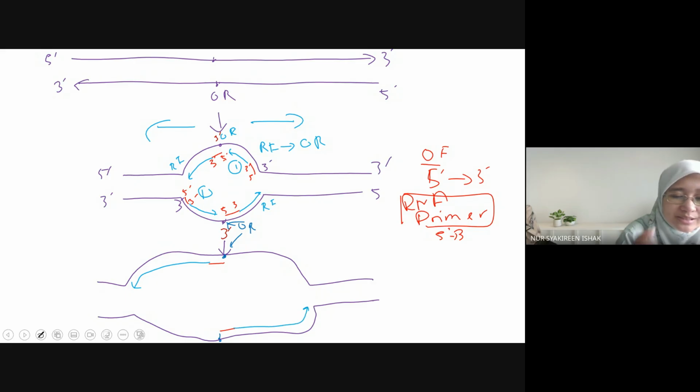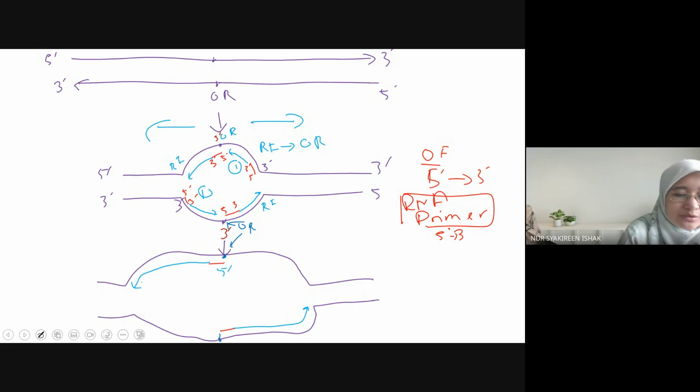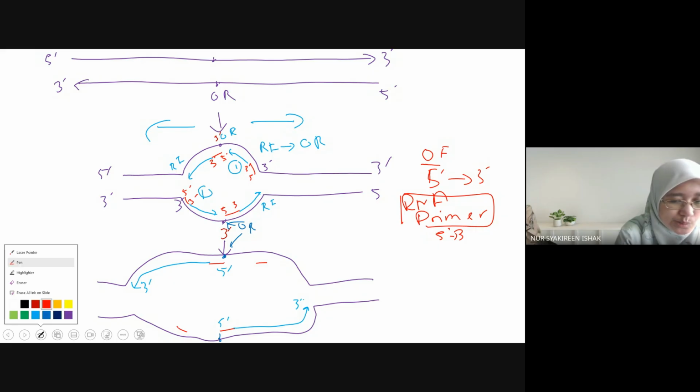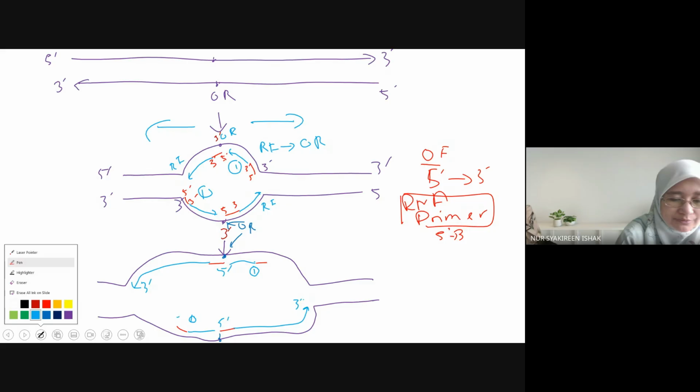Okay, so the synthesis of the leading strand has no problem because as the bubble gets bigger and bigger, it can proceed from 5 to 3 prime. But for the lagging strand, for the synthesis of the Okazaki fragment, kita copy balik yang first fragment tadi. Imagine the first fragment is here, that has been synthesized. Dia stop kat mana yang dijumpa primer. Okay, stop. So this is the first Okazaki fragment.